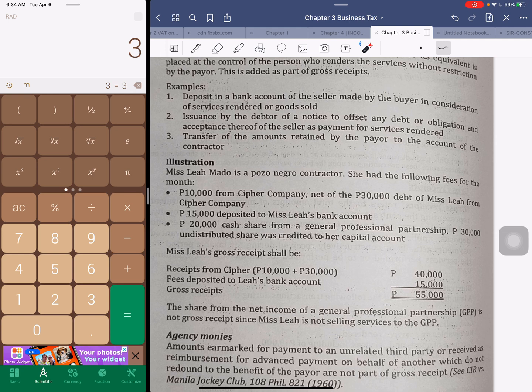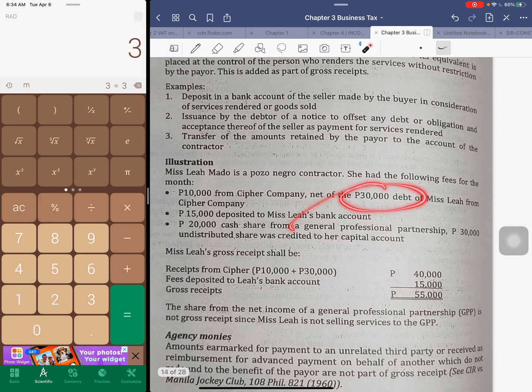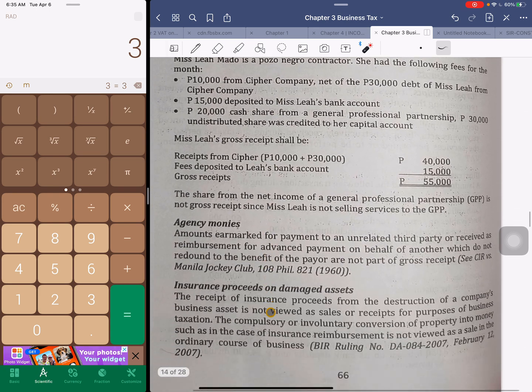Sige. Etong number 1, yung 10,000 from Cypher Company, ito yung number 2 sample sa taas, no? Yung nagkaroon ng offsetting doon sa utang ni seller to buyer, kaya nung nagbayad na si buyer ay in-offset niya na yung pagkakautang ni seller. So of course yung 30,000 ay in-offset, then ang natitira na lang na babayaran is 10,000, therefore 40,000 yung total na na-receive talaga ni seller. And also yung 15,000 papasok siya sa sample number 1. So yung number 3 hindi siya binigyan ng example. So sayang naman. Pero sige, go lang yan.